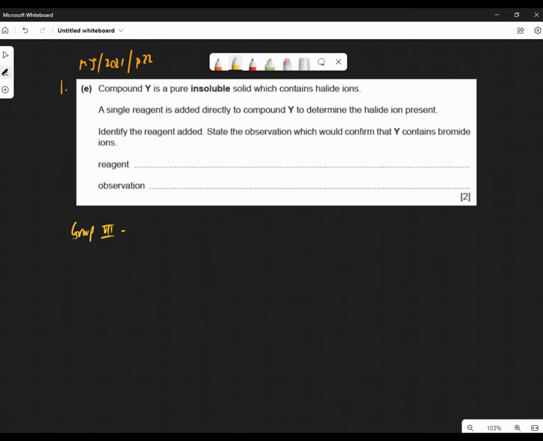And the part of group 7 is how halide ions react with sulfuric acid. Now, whether you like it or not, you got to learn this. So let's have a look at the halide ions, shall we? We ignore fluorine, so let's start off with chlorine. What's after chlorine? Bromine and iodine.